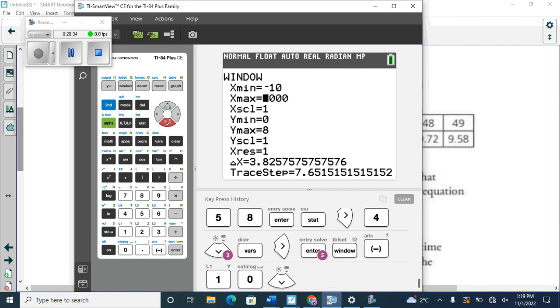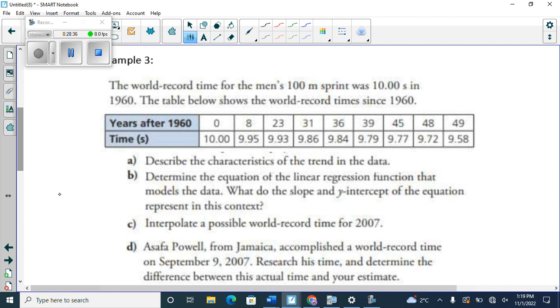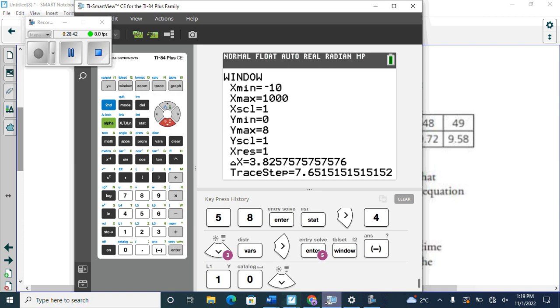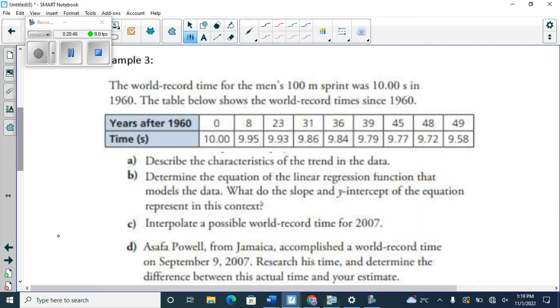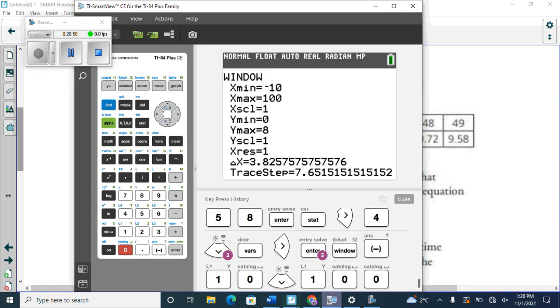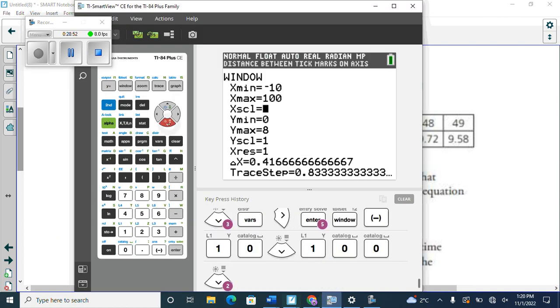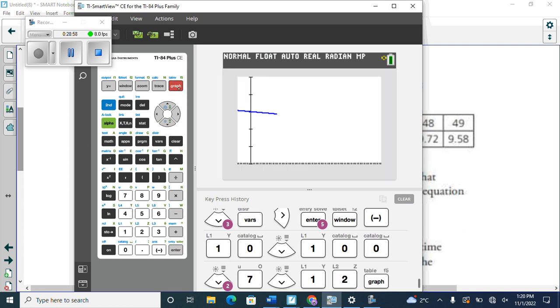Then it says 49 would be 49 years after 1960. I'm going to go to 100. I'm just going to double it. And then here it says they start off at 10 seconds. They go down to 9.58. So that's a really small window of Y values. So I'm going to make my Y minimum be like 7 and my Y max be 12 or something small. And then press graph and I should be able to see a linear line.